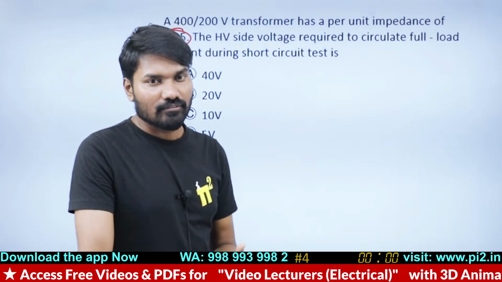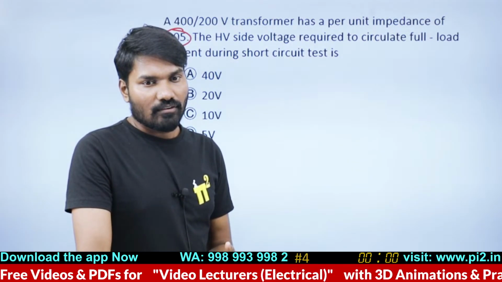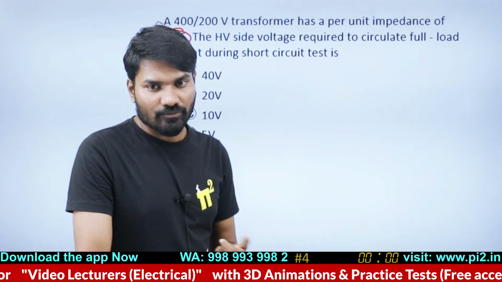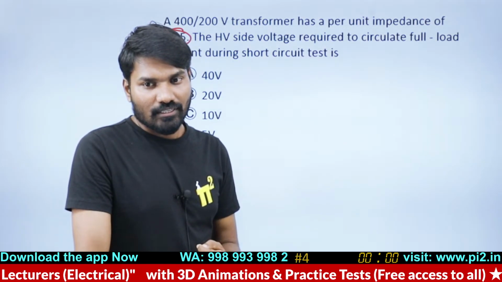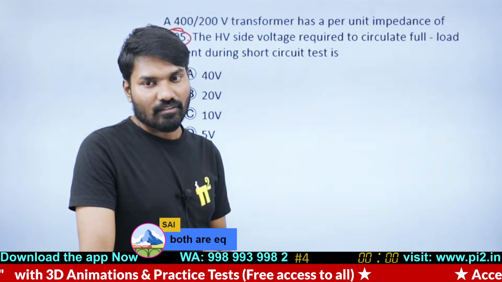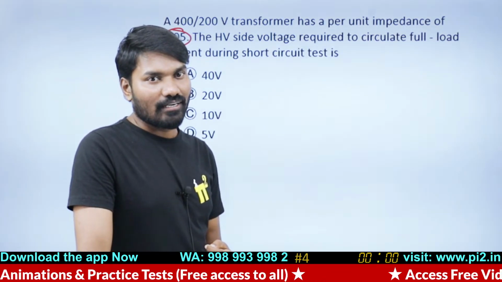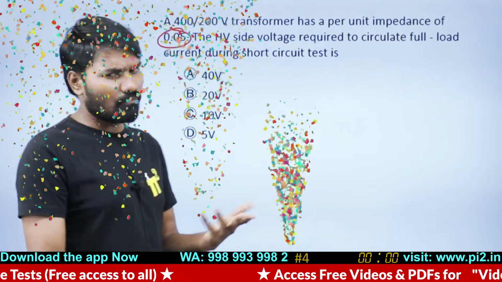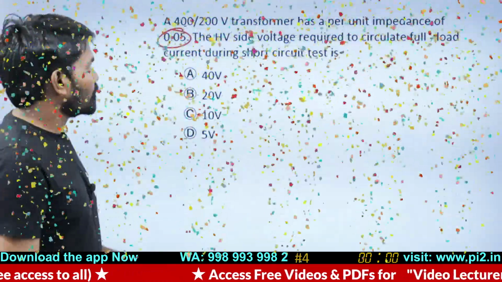0.05 per unit. Which side is that? I'm asking you. It is both. Very good. Both are equal. You can say with respect to the primary side or the secondary side, both are equal. That's the beauty of per unit.